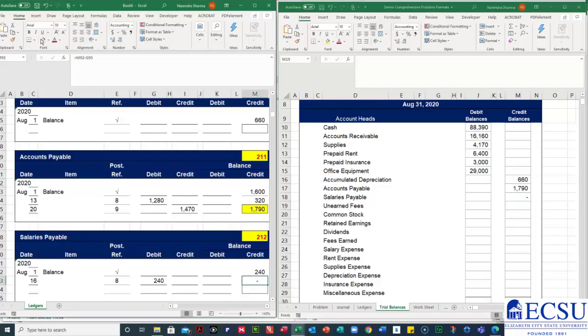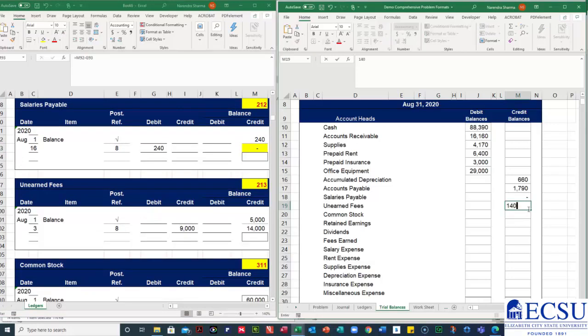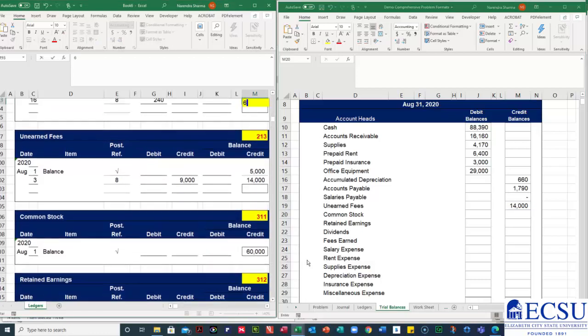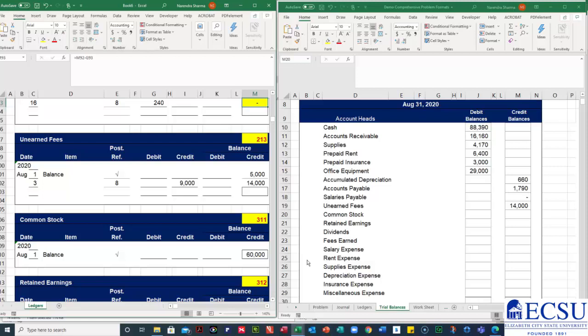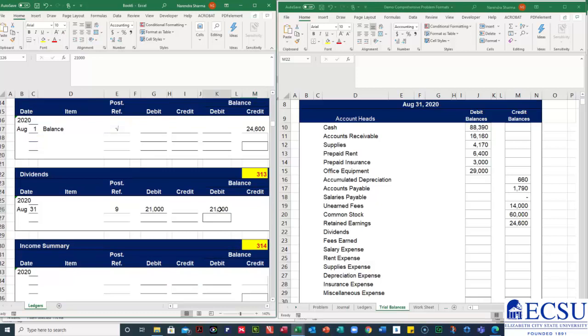So remember, this is the balance here. No balance. Then unearned fees. Of course, we had a 14,000 balance, so we're going to put that. Common stock was 60,000, so 60,000 common stock. And then we have retained earnings of 24,600. And dividends, you can see it is a debit balance, so I'm going to put it in the debit side, 21,000.